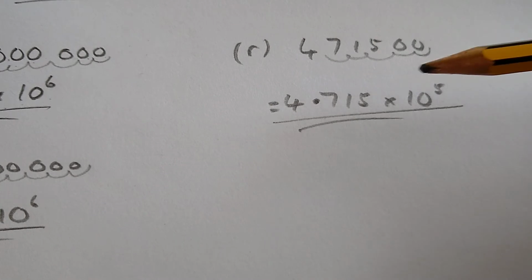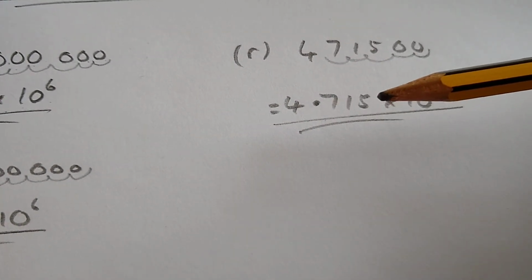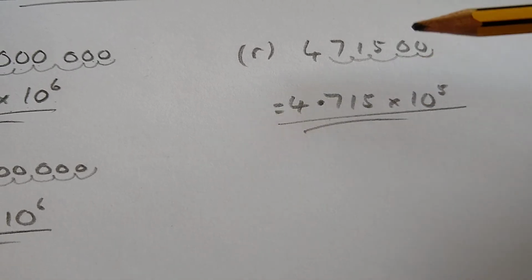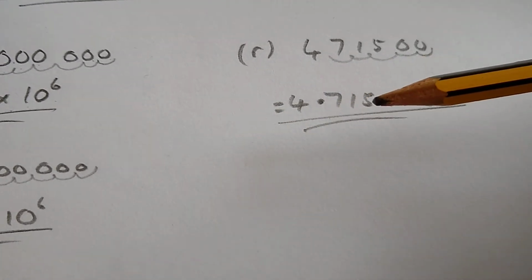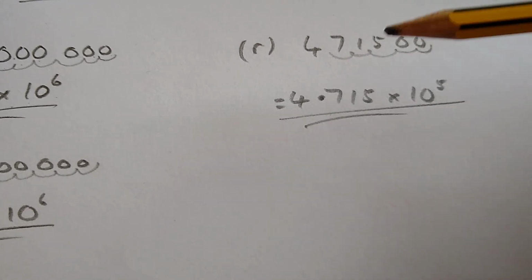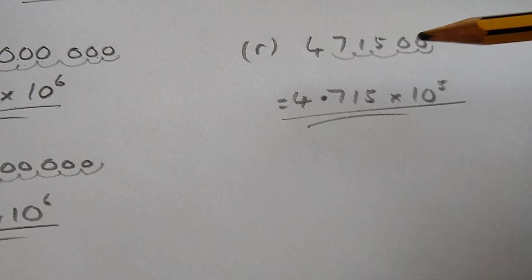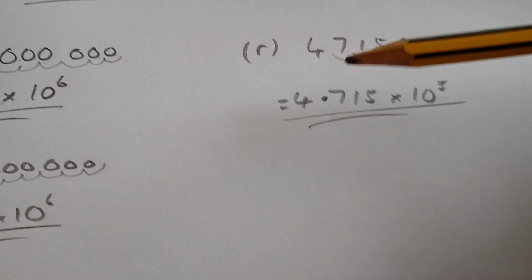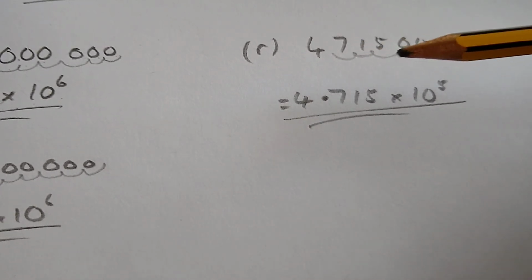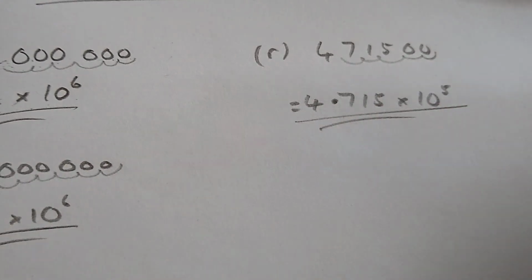Also done, so here we have 471,500. So let's make this number between 1 and 10. Well, 4.715, 00 on the end if we wanted to, but there's no real need to do that. 4.715 is definitely between 1 and 10, that's just 4 and a bit. How many times do we multiply that by 10 to make 471,500? We multiply by 10, 1, 2, 3, 4, 5 times. 4.715 times 10 to the power 5.